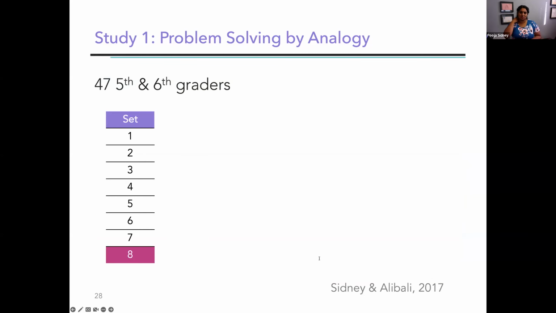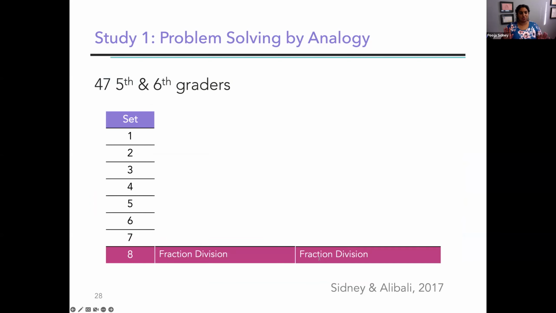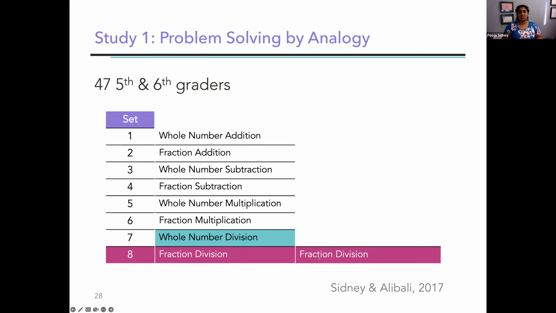So the study included some 5th and 6th grade children, and the kids did 8 sets of problems with 4 problems in each set. There were 2 experimental conditions, but in both experimental conditions, kids did fraction division last. Also in both conditions, kids solved a whole bunch of other whole number and fraction arithmetic problems in the first 7 sets. So here in the condition I'm showing you, they did whole number addition and then fraction addition, whole number subtraction, then fraction subtraction, whole number multiplication, fraction multiplication, and then whole number division and then fraction division.